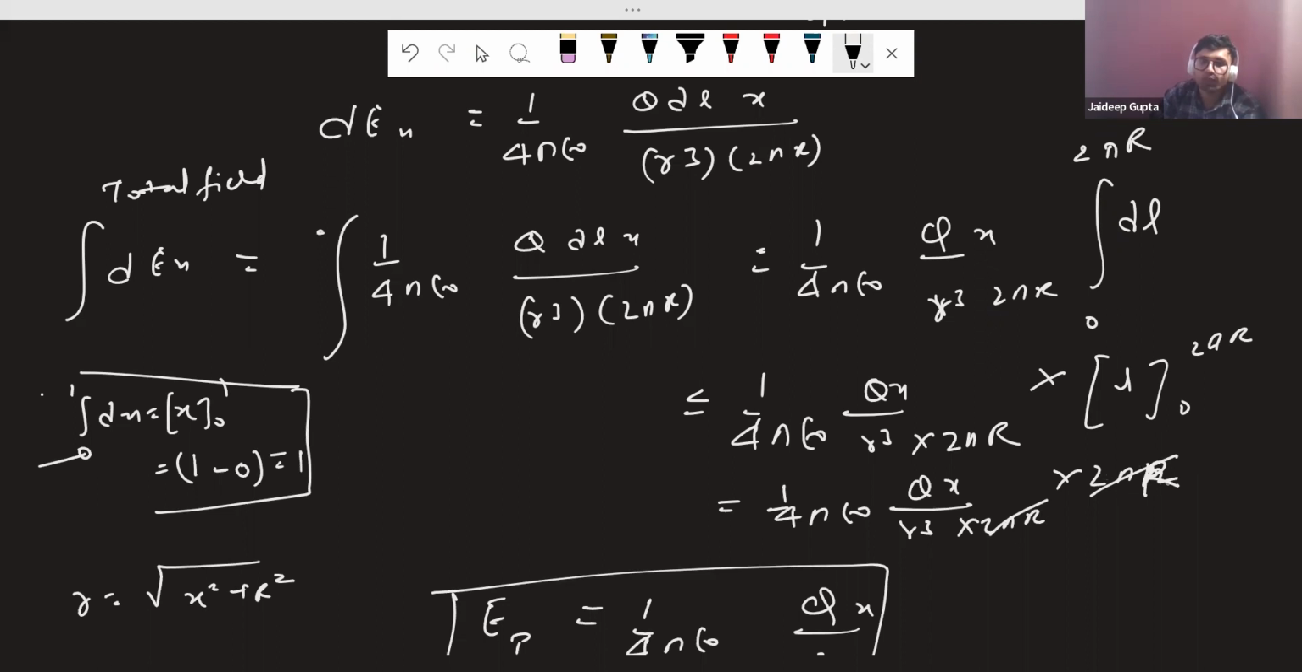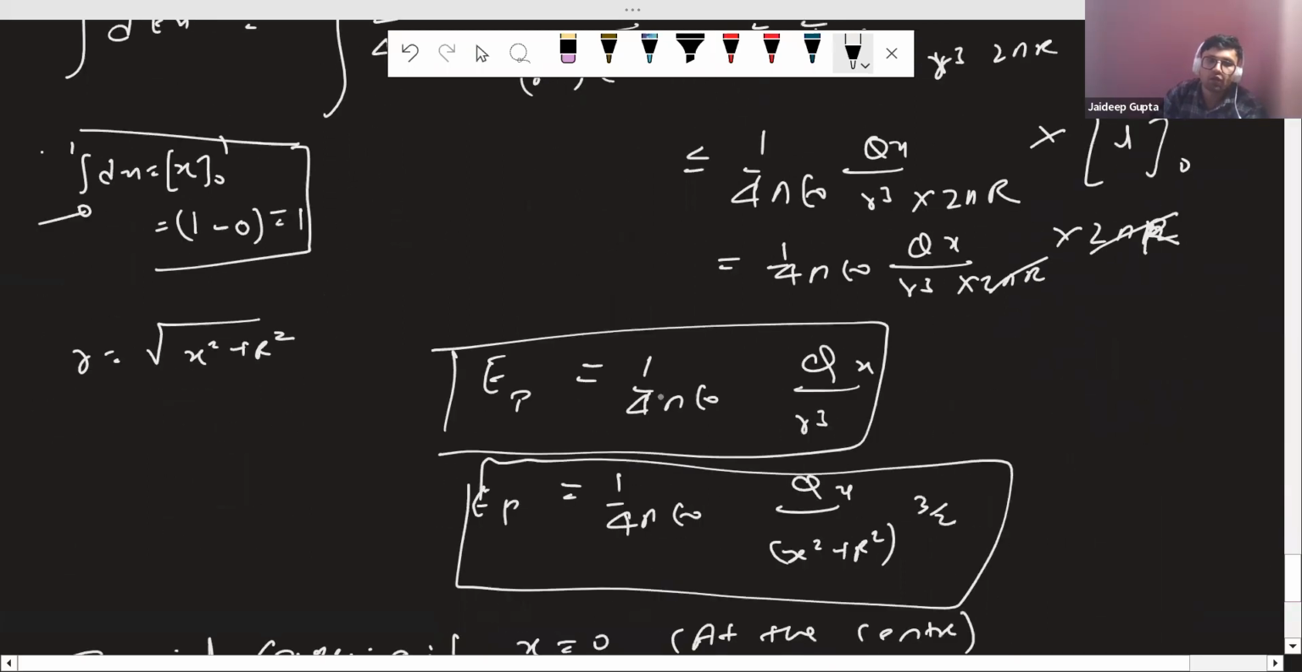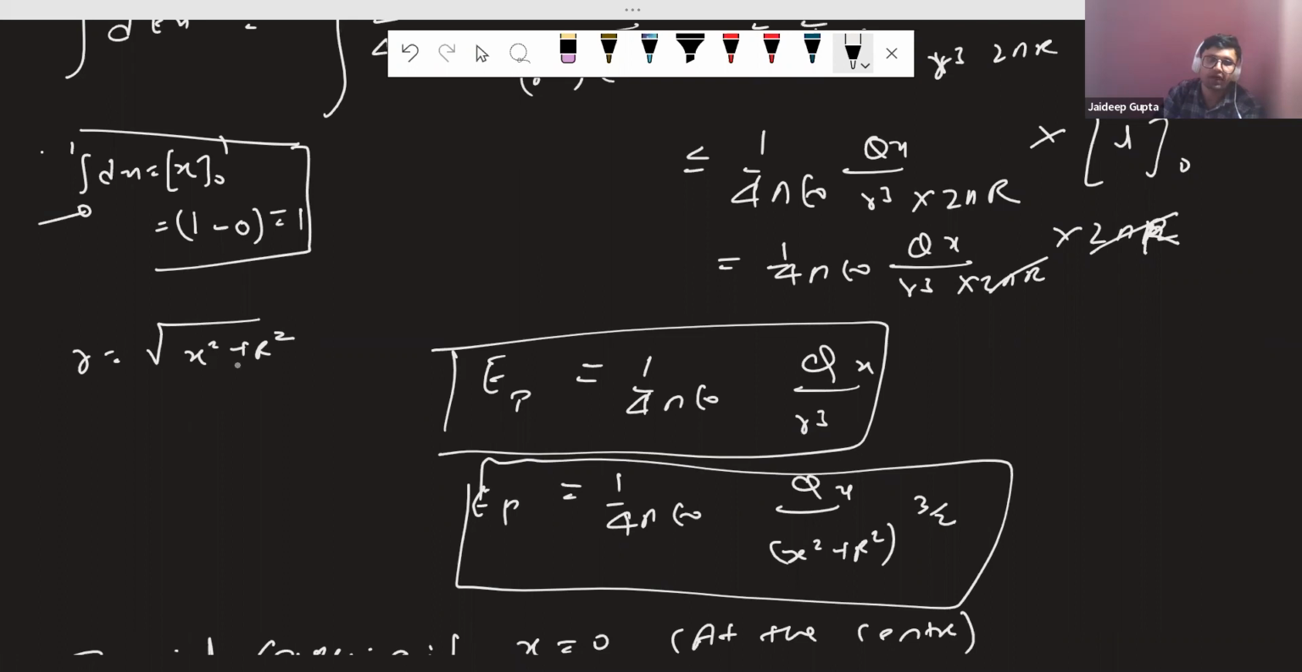Fine. 2 pi r will be cancelled out. So the net electric field will be 1 over 4 pi epsilon times q times x over r cube. Fine. Now substitute the value of r, that is under root x square plus r square by Pythagoras. This is the net electric field due to a ring.